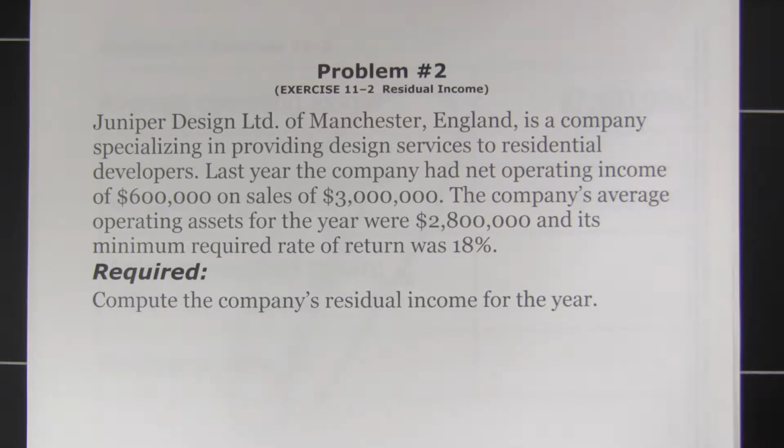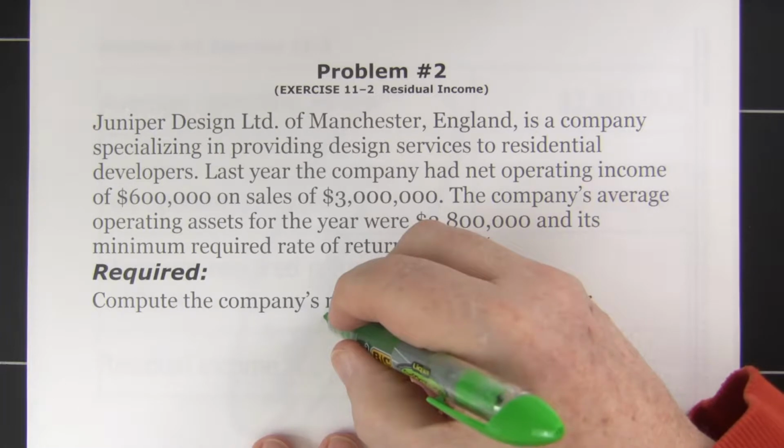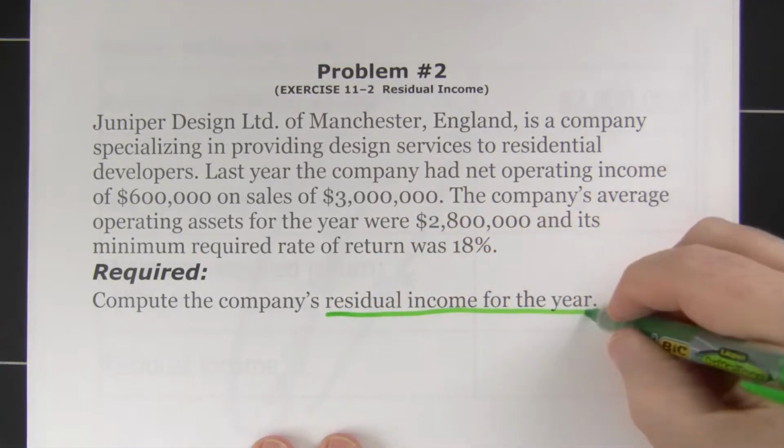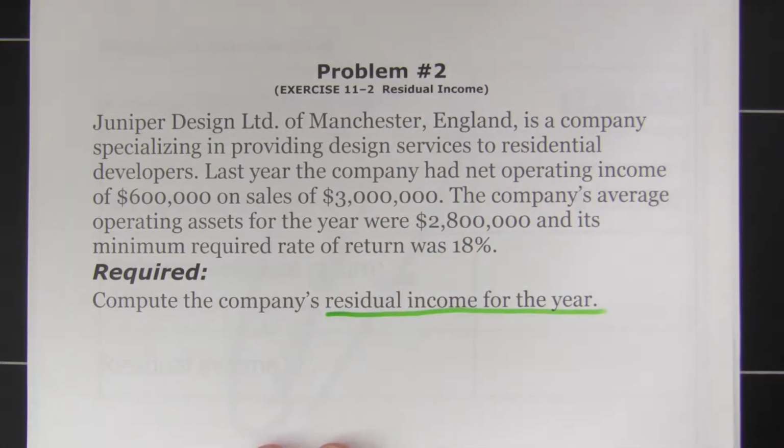In this case, they're asking us to compute the residual income for the company. And as you know, residual income is how much above a minimum required income you're performing. I don't even think that was a sentence, but you know what I mean. If you're supposed to make $10 and you make $12, you have $2 of residual income.